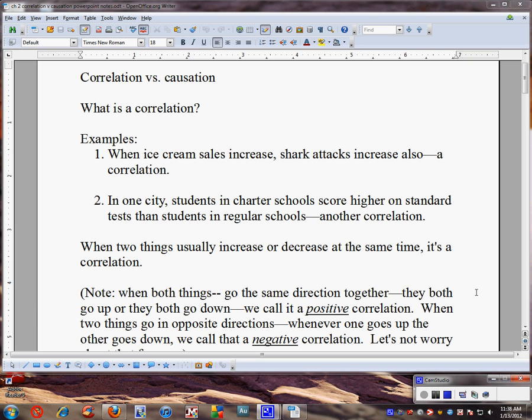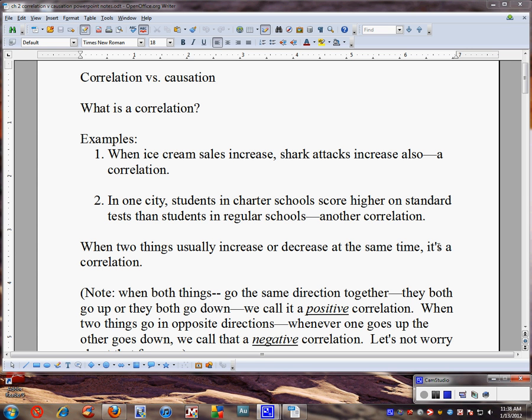First of all, what's a correlation? Well, sometimes starting out with an example or two helps students understand. Okay, so we see that whenever ice cream sales increase, shark attacks also increase. And this does this very predictably over time. Whenever one goes up, the other goes up too. Whenever one goes down, the other goes down too. We call that a correlation.